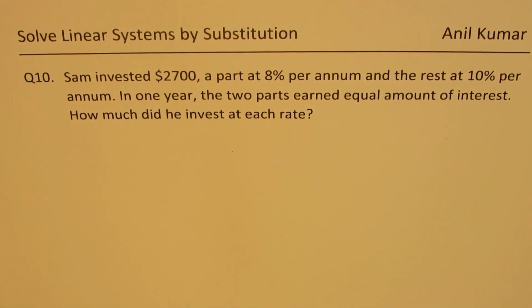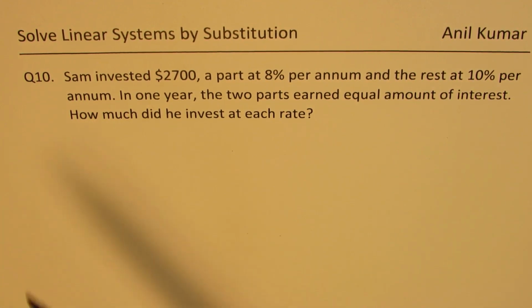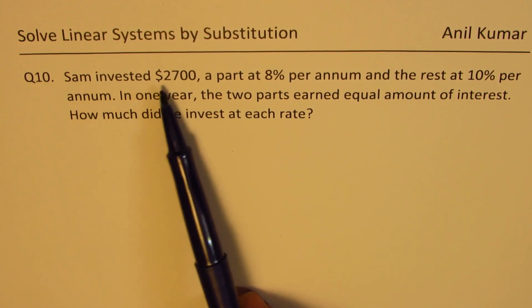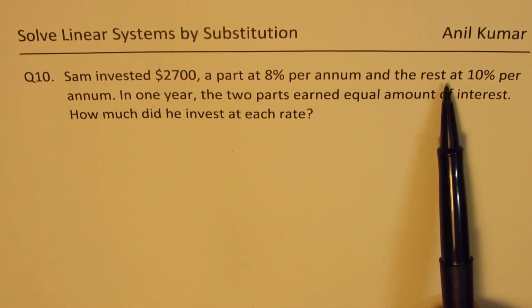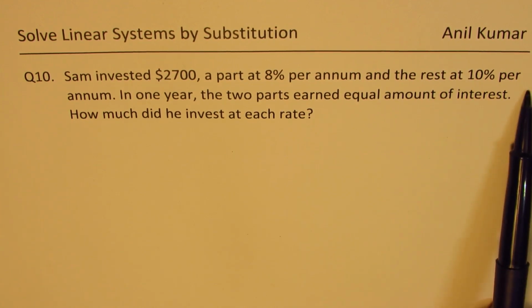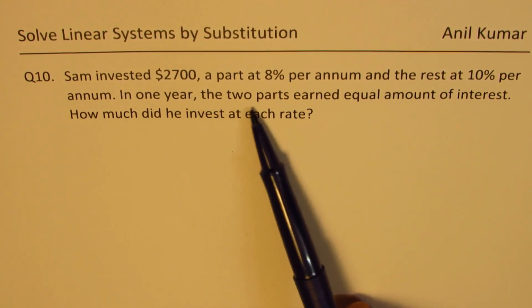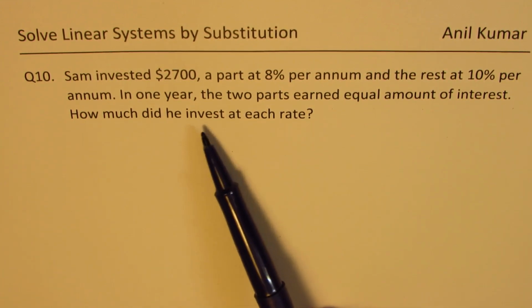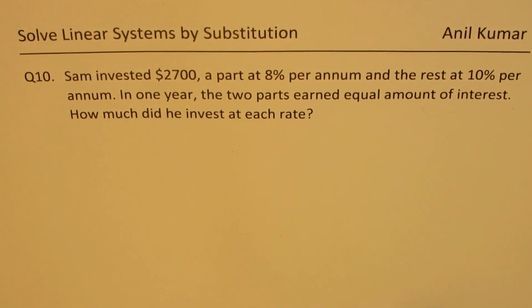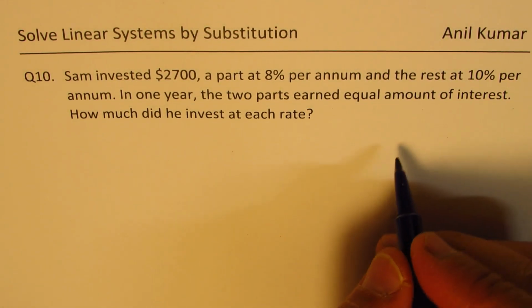This is based on investments, and we'll actually understand a strategy to solve all such questions. The question here is, Sam invested $2,700, a part at 8% per annum and the rest at 10% per annum. In 1 year, the two parts earned equal amounts of interest. How much did he invest at each rate?